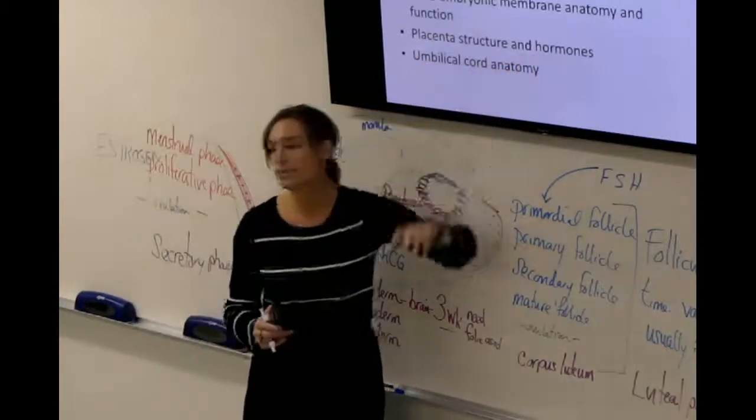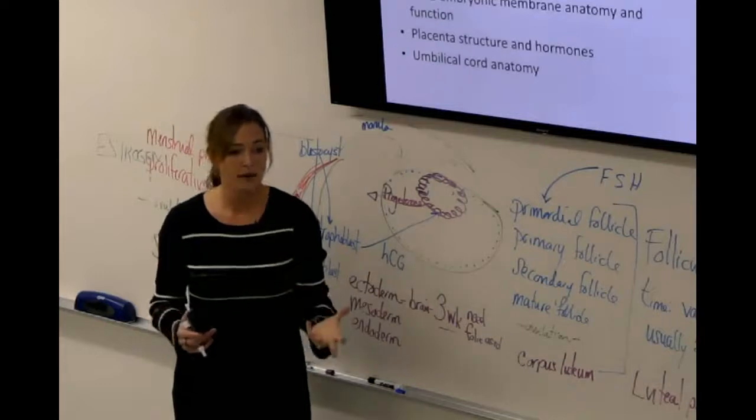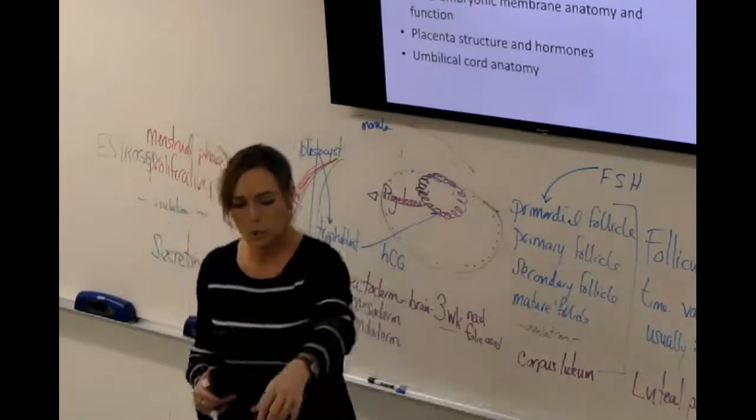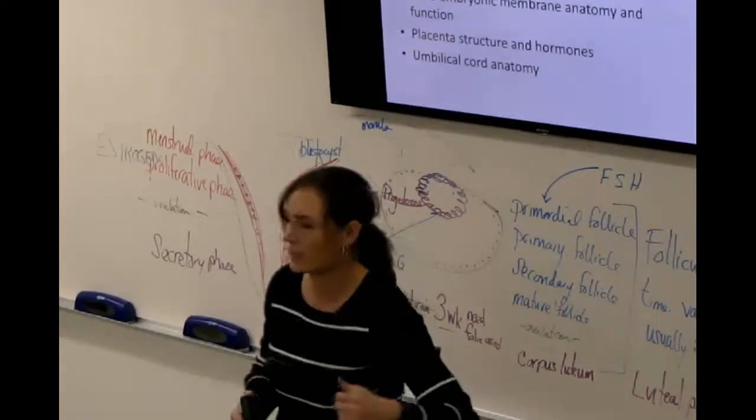The placenta is going to make a lot of progesterone. It's going to make estrogen. It's going to make relaxin. That's actually going to cause the female pelvis to widen, the ligaments to stretch out, widen even more to open up the birth canal.